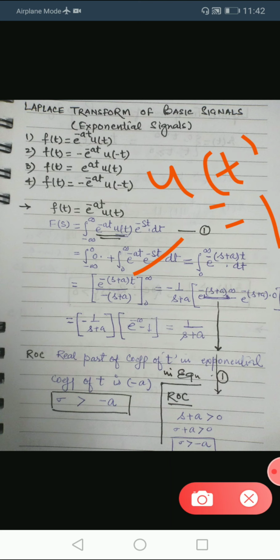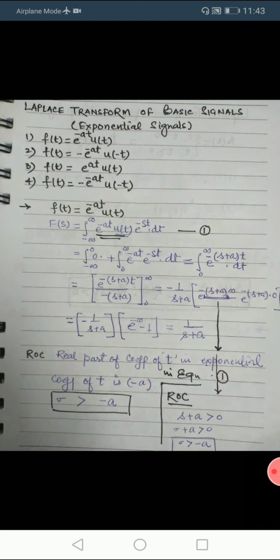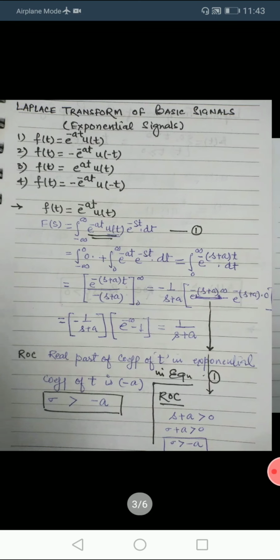The integration of e to the power minus (s plus a) t is e to the power minus (s plus a) t upon minus (s plus a), and put the value of upper limit and lower limit, t equal to infinity and t equal to 0. Here minus 1 upon s plus a, e to the power minus infinity minus e to the power 0. E to the power minus infinity is equal to 0, and this value concludes to 1 upon s plus a.